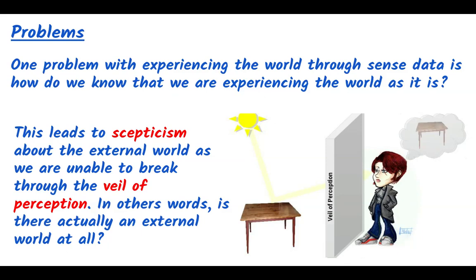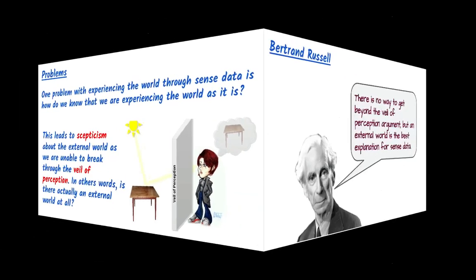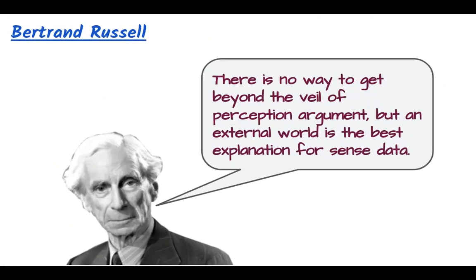One of the questions that must arise from this is, if we're looking at the external world through sense data, and everything is experienced through sense data, how do we know it actually exists as it is, or even exists at all? Again, Bertrand Russell is the philosopher who's associated with this argument, and he basically states there's no way to get beyond the veil of perception, but from his perspective, an external world is the best explanation for why we have sense data in the first place.